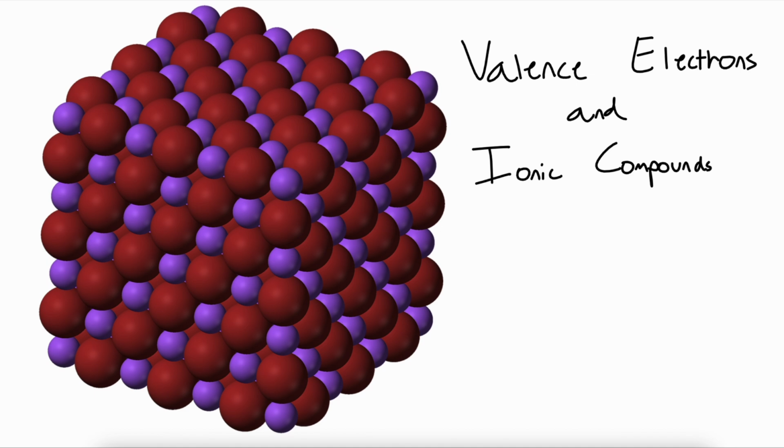Lastly, just to clarify, an ionic bond is the electrostatic attraction between oppositely charged ions. An ionic compound is the result of many of these bonds arranged in a repeating lattice structure. With that in mind, let's begin.